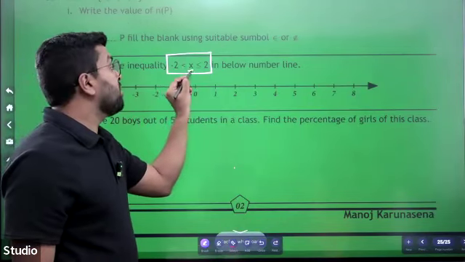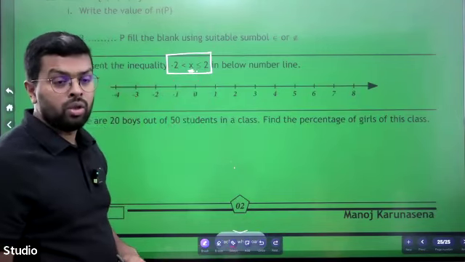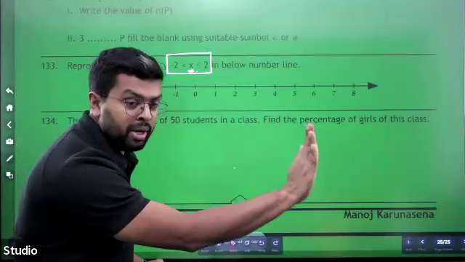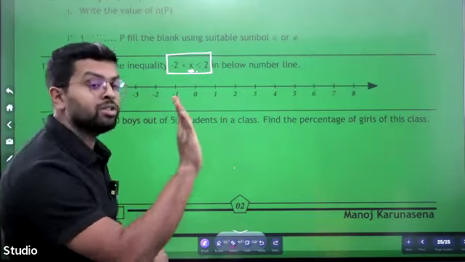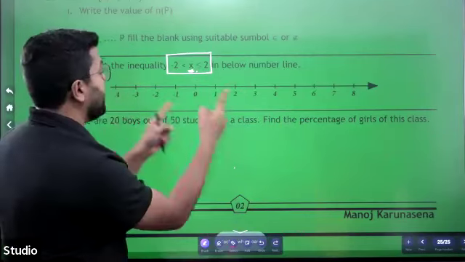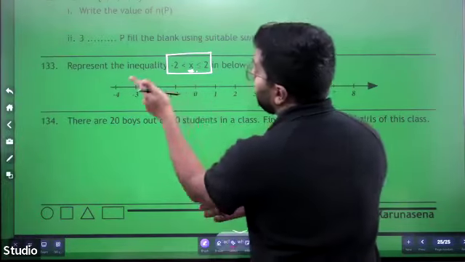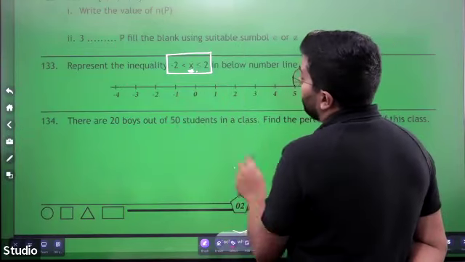But the value of x is equal to or less than +2. It can be equal to +2, or it can be less than +2, but it is greater than -2. So x is between these two values. Right? Represent this inequality on the number line below.